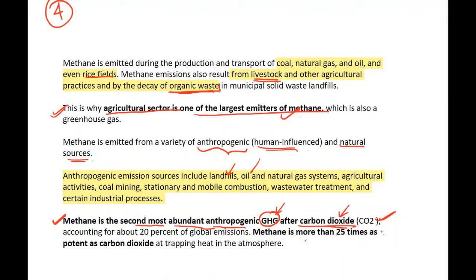पर एक चीज यहाँ पर important है जो आप have to remember, that is methane is 25 times as potent as carbon dioxide in terms of trapping heat. As a greenhouse gas, जो potency है of methane for trapping heat, it is 25 times more than carbon dioxide. But then why is it that carbon dioxide is basically something that we are more concerned about?